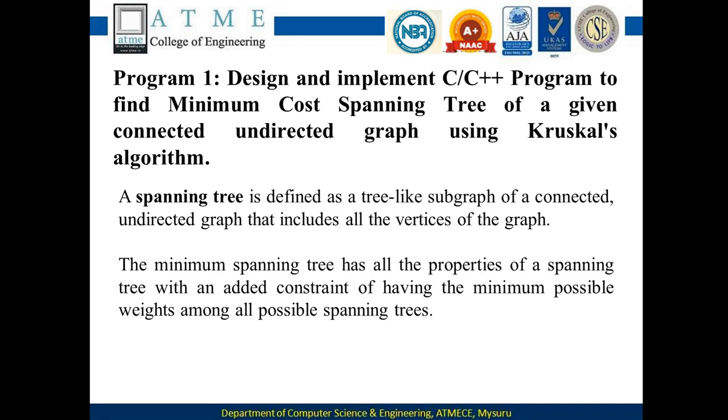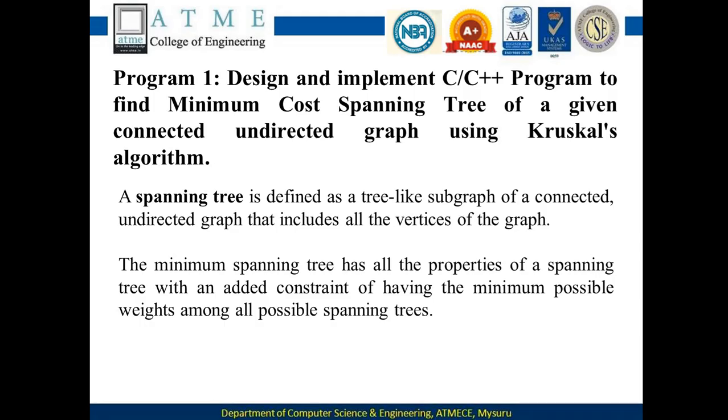A spanning tree is defined as a tree-like subgraph of a connected undirected graph that includes all the vertices of the graph. So for a given graph, we find the subgraph of that given graph which is connected. Such subgraphs are called spanning trees. A spanning tree should never be cyclic; only then is it called a spanning tree.